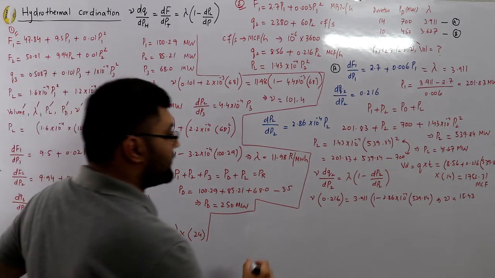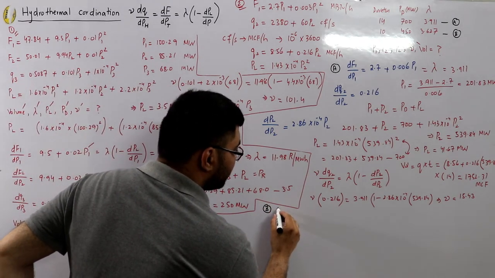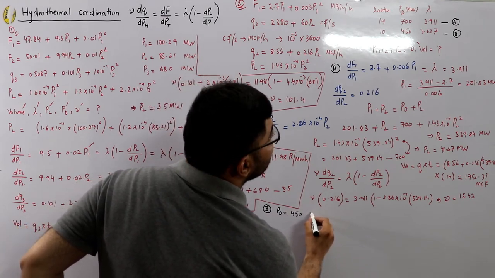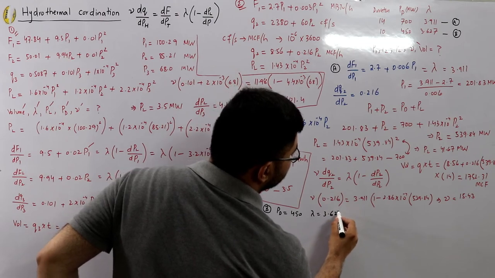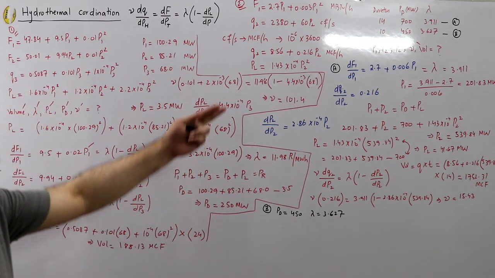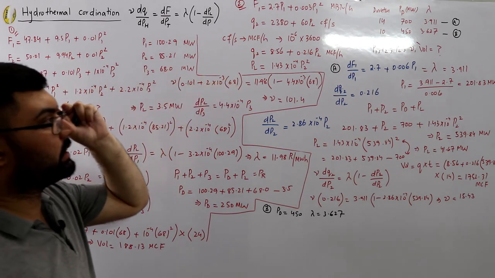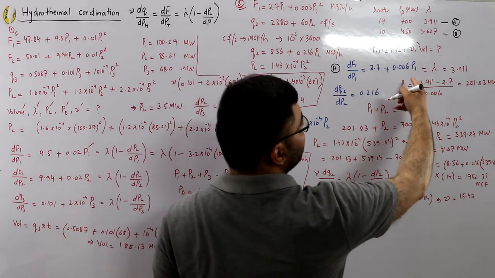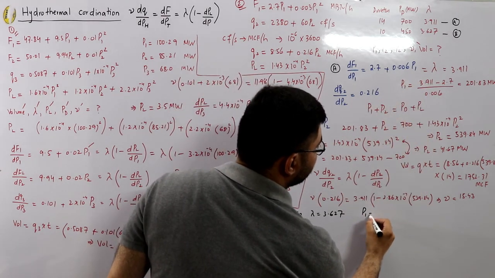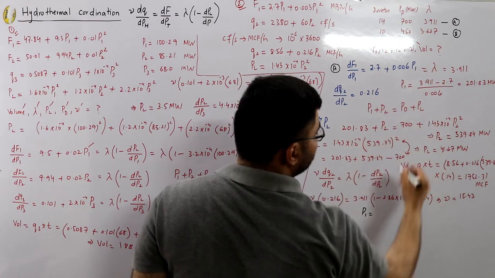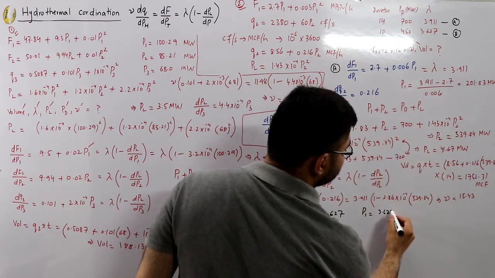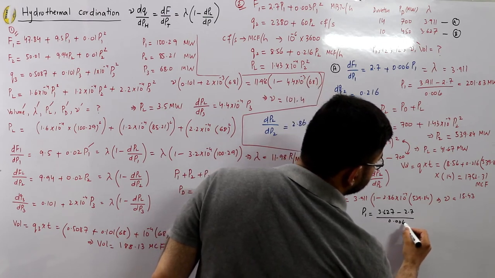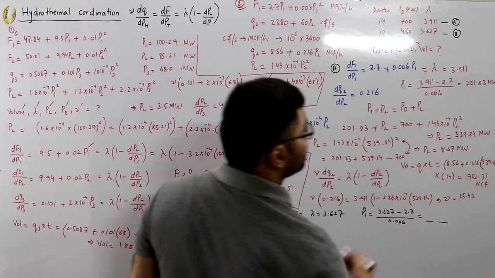Now you have interval number B, where the power demand has reduced to 450 and the incremental cost has also reduced to 3.267. So what can you do? Again, put DF1 by DP1 equal to lambda directly. So from here you can find out P1. P1 would be equal to 3.627 minus 2.7 divided by 0.006. From here you've got your P1 in megawatts.